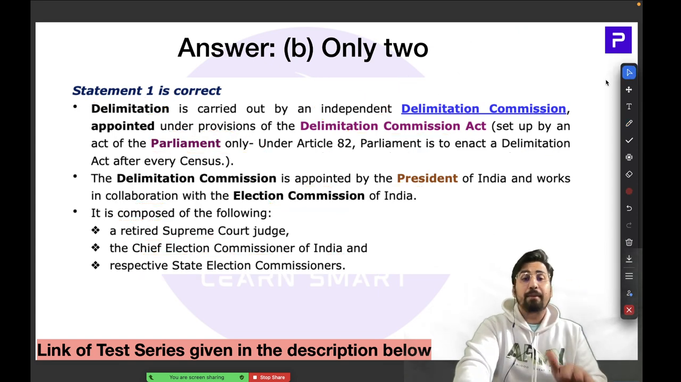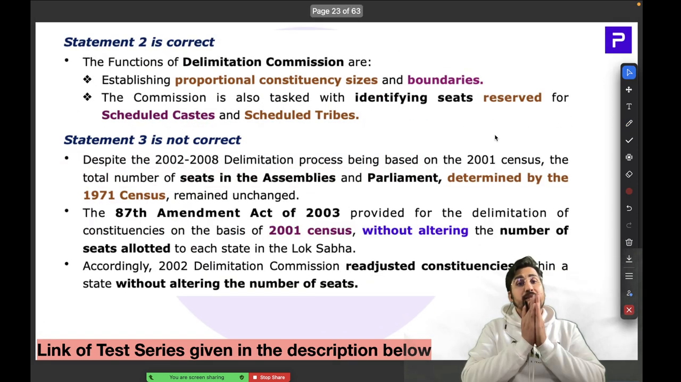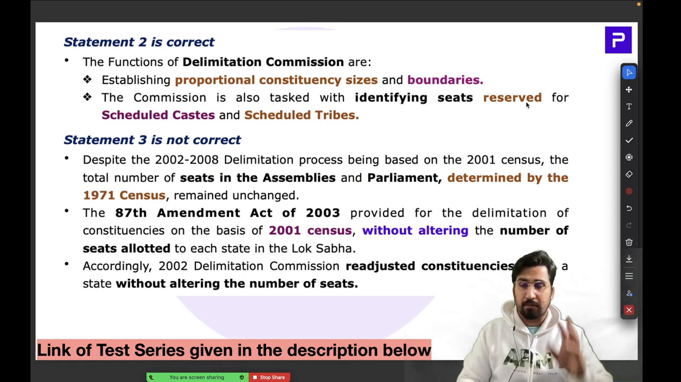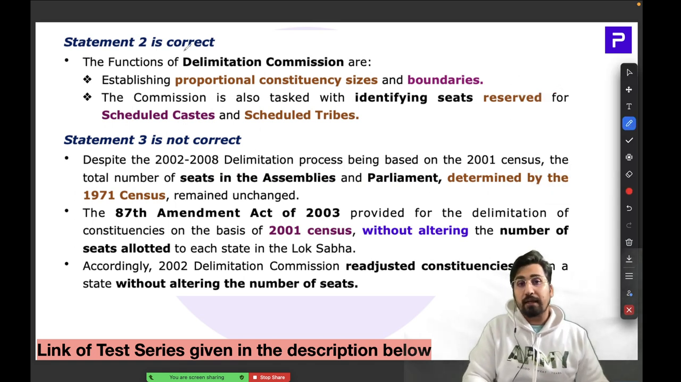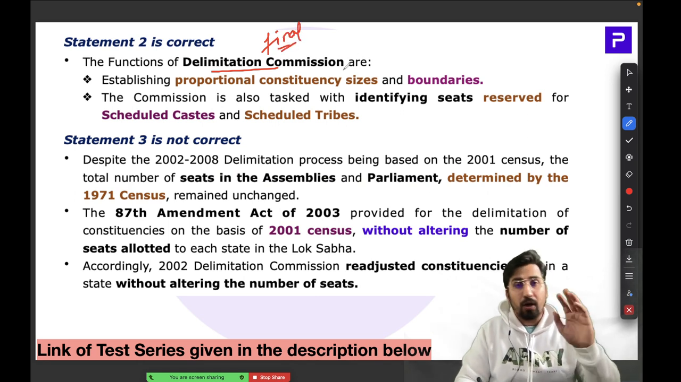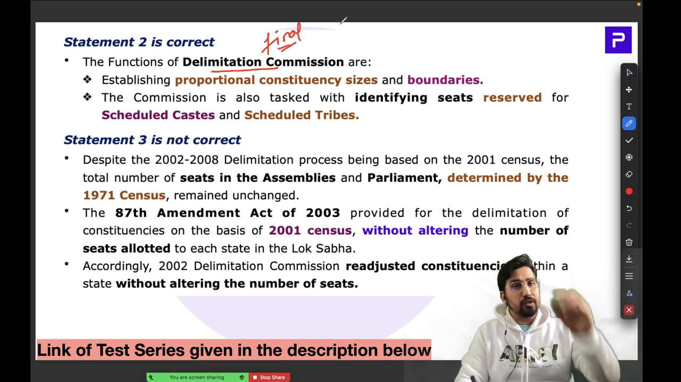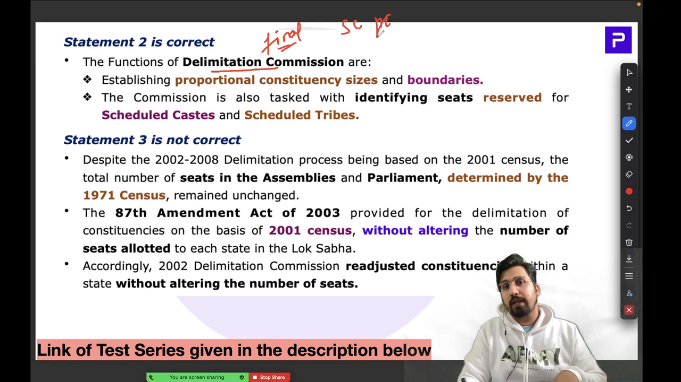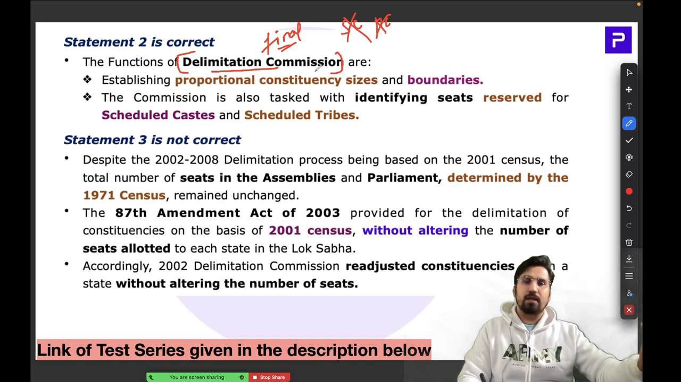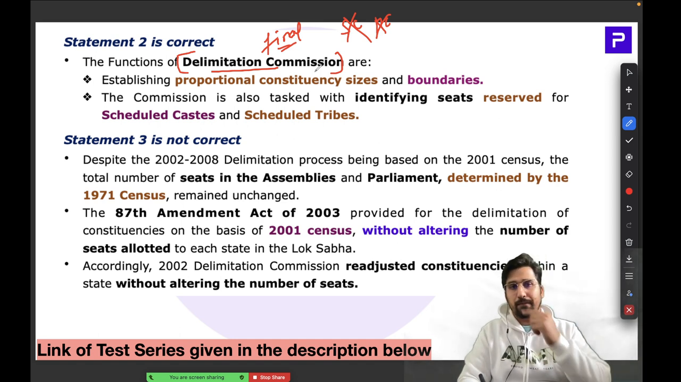And this Delimitation Commission, guys, let me tell you, is a very, very powerful commission. The decisions taken by this commission are final. You can't go to the court. Even the Supreme Court and High Court cannot intervene. Every decision by the Delimitation Commission is final. It's a very powerful commission.